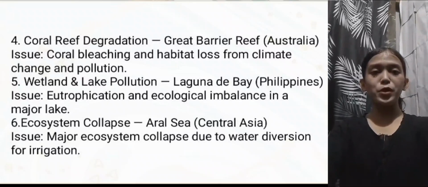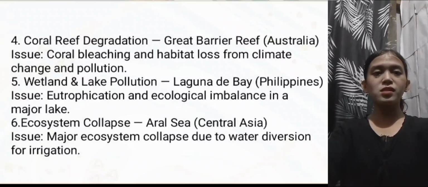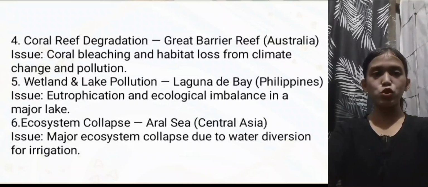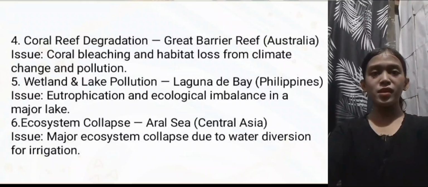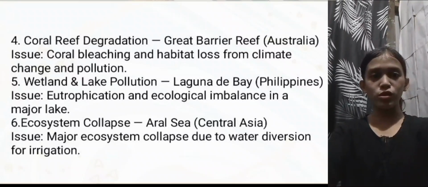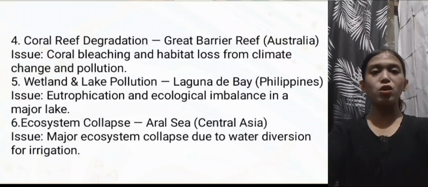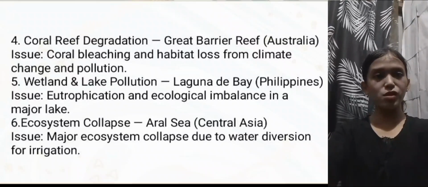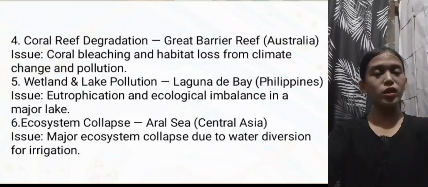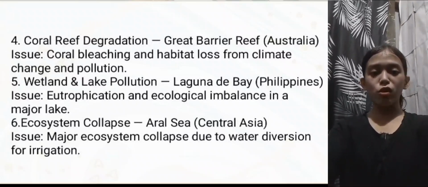The last one is number 6. We have ecosystem collapse, Aral Sea in Central Asia. This issue is a major ecosystem collapse due to water diversion for irrigation. The Aral Sea used to be one of the largest lakes in the world. Rivers feeding it were diverted for irrigation, causing the lake to dry up. Why is it a problem? Because fish disappeared, there is local climate change, and also the community lost jobs and clean air.